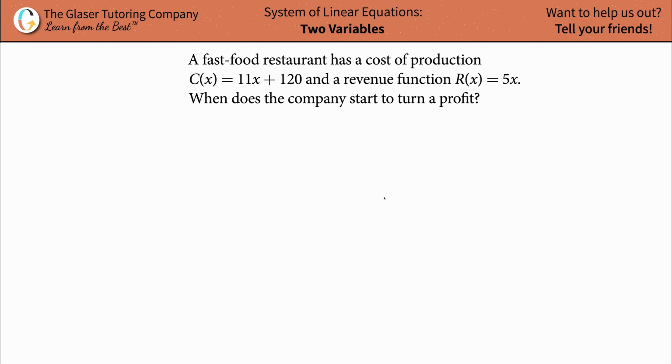We have a fast food restaurant that has a cost of production, so total costs, of C of x equals 11x plus 120. And they have a revenue function, which is R of x, which is 5x. When does the company start to turn a profit?